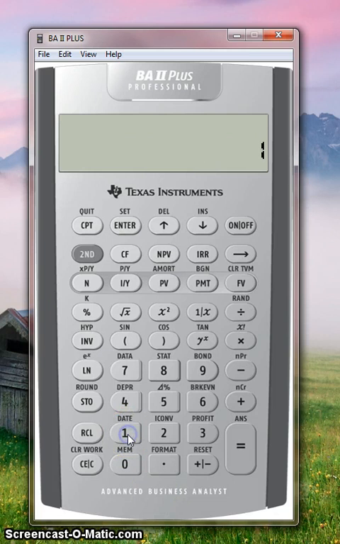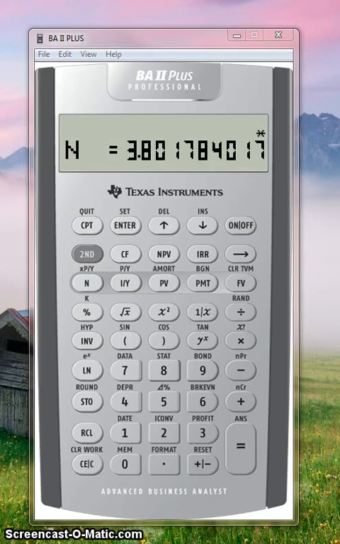And now 1 negative as your present value. That's when you invest $1 and hope to get $2 back. And you see between PV and FV, one number is negative. With a 20% interest rate, what is N? 3.8 years.